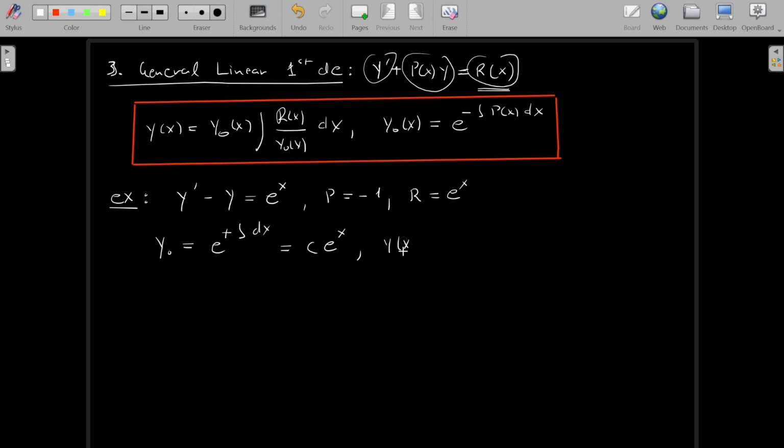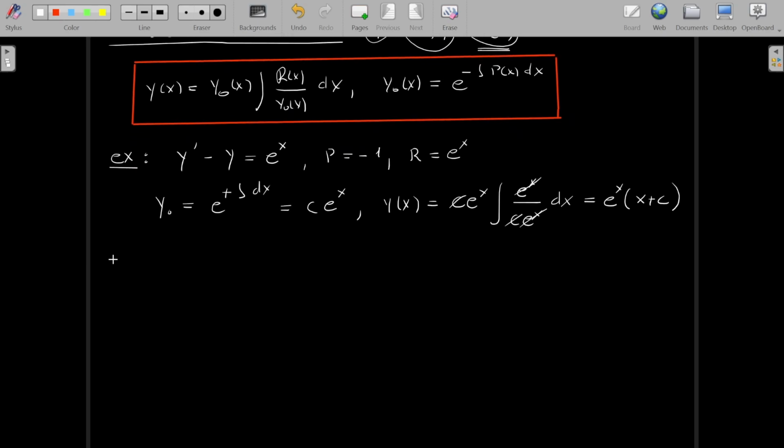Hence, y of x is going to be c naught, which is this, times the integral of r of x, which is e to the x, over c e to the x dx. This and this cancel. This also cancels, and it doesn't matter that it is inside the integral because they're just constants. So you have e to the x times x plus a constant. And this is indeed the solution to this differential equation. Let's check another example.